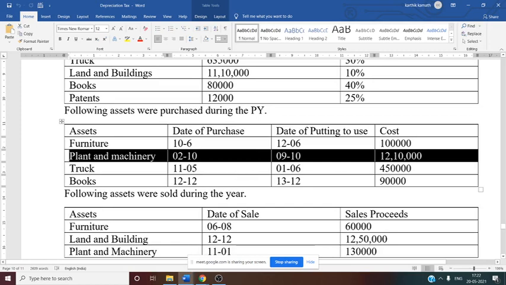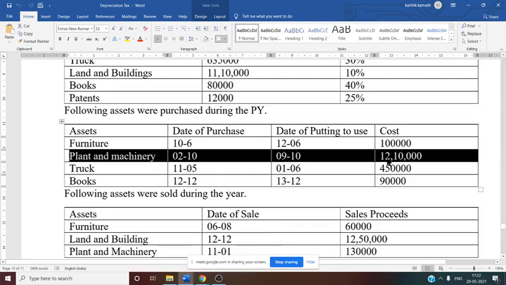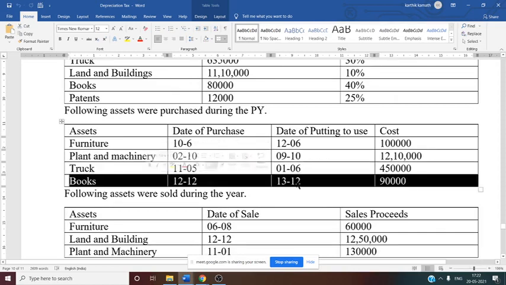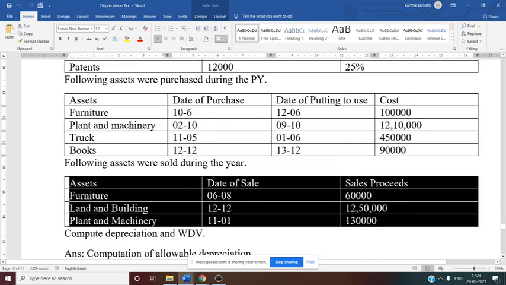Similarly, what else do we need to do for plant and machinery? Additional depreciation. Additional depreciation rate is 20%. Again, it is less than 180 days, that is why additional depreciation is now reduced by 50%. That means now additional depreciation is only 10% on this purchase of plant and machinery. Now what about truck? This is more than 180 days. Very clear. What about book? Less than 180 days, so half of the depreciation. So now next, the sale. If you see the sale, three items are sold.